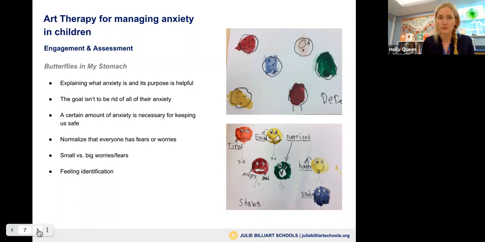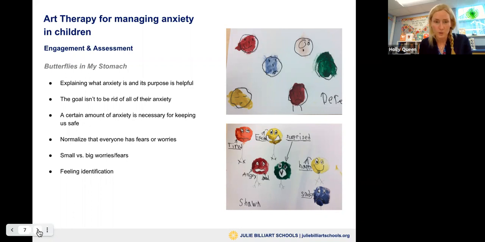I know psychologists and counselors are very conservative with diagnosing children. I understand that some children have an anxiety disorder, maybe something more extensive, but we can support any level of anxiety that they're having. So helping them talk about and show in their art that some worries and fears are small, some are large.